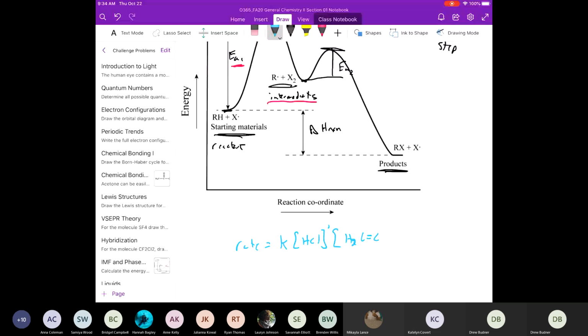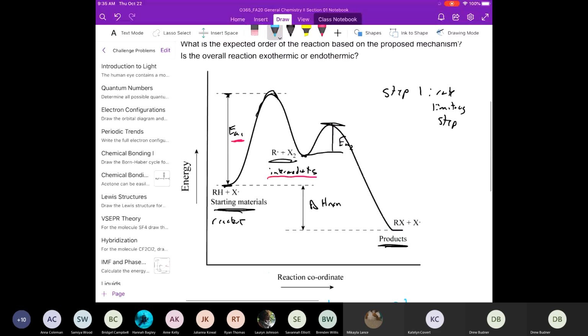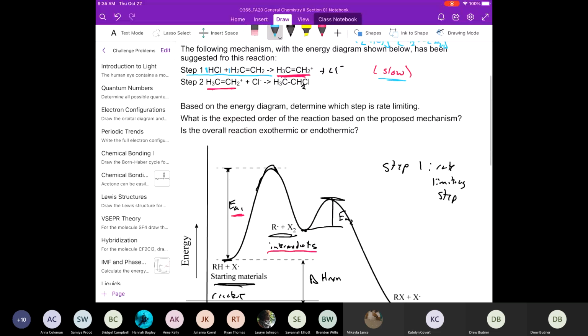And for the ethene, there's also 1 in that. So our overall order is going to be 1 plus 1, which is 2. First order with respect to HCl, first order with respect to the ethene, because both are involved in our rate limiting step, or before the rate limiting step.